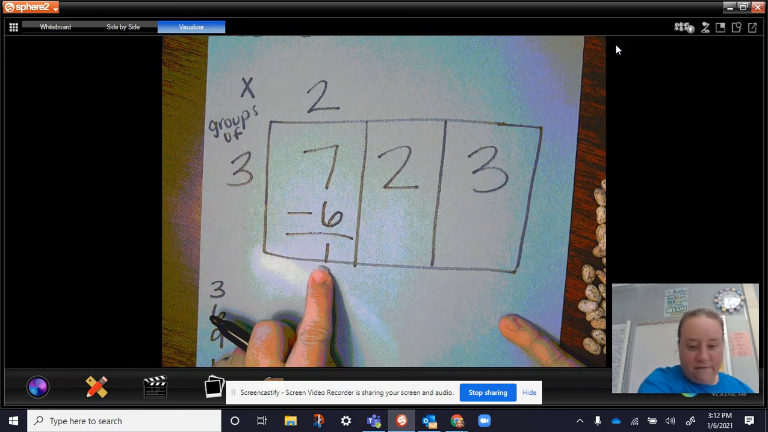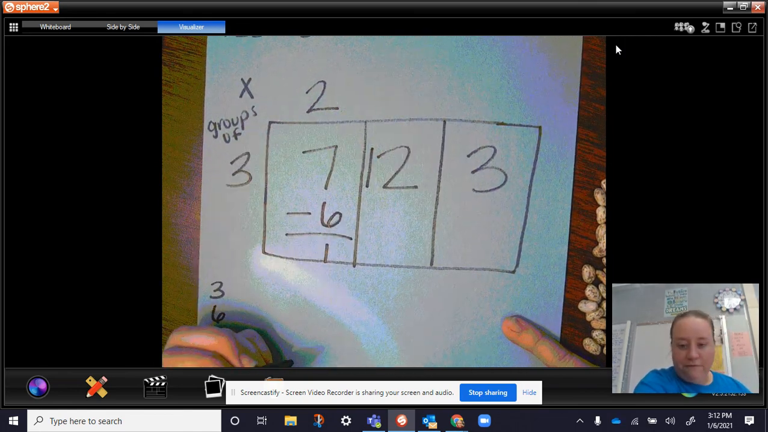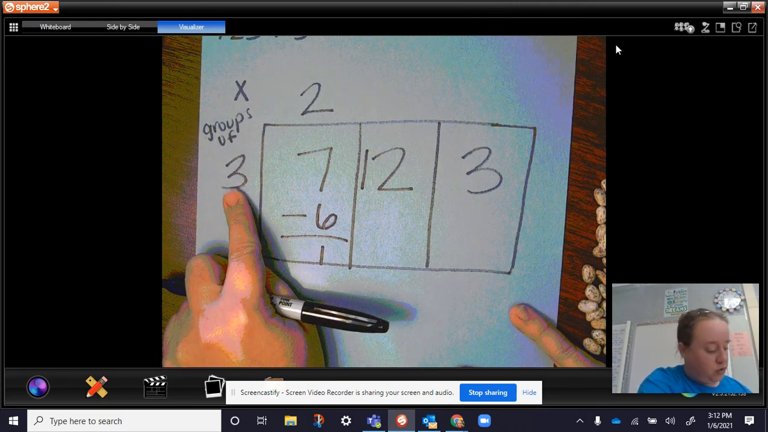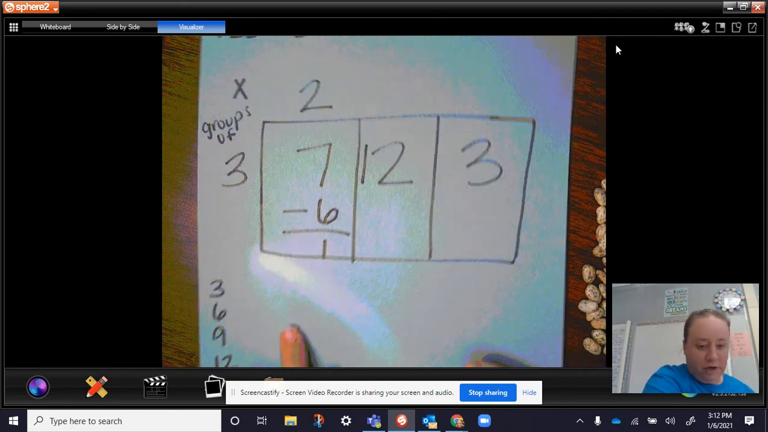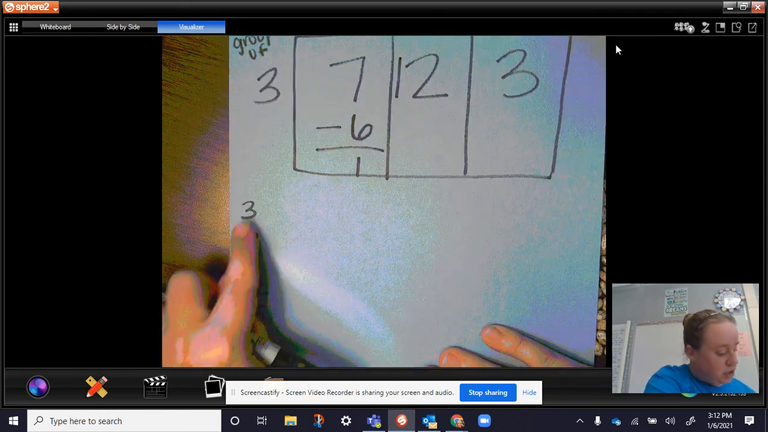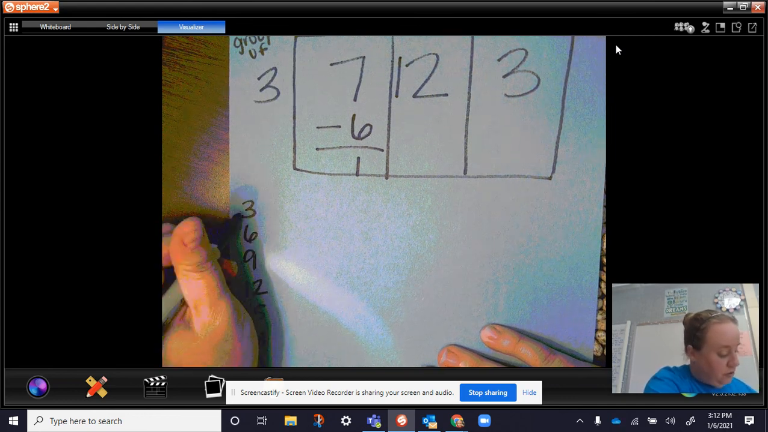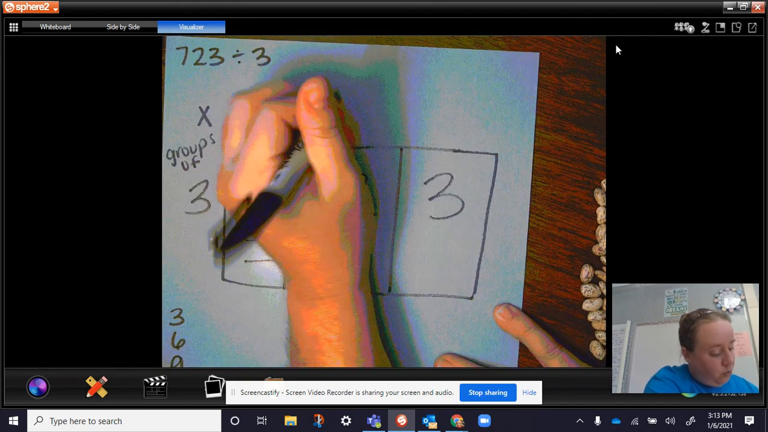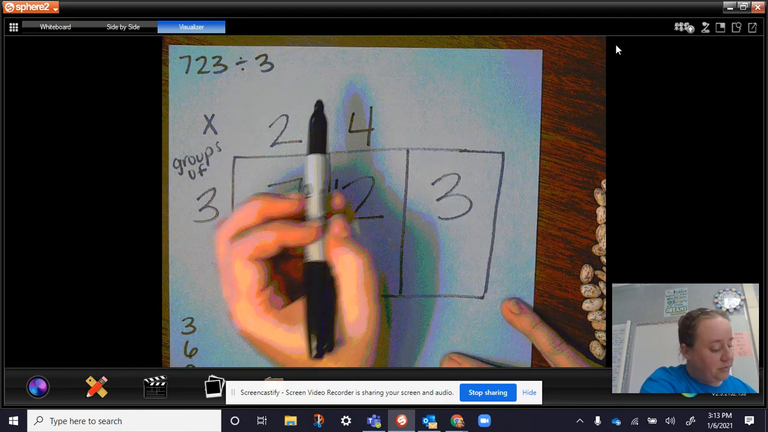The 1 that I have left over, I'm going to regroup it, and now this is going to become a 12. And I'm going to ask myself again, if I've got 12, how many groups of 3 can I make? So I'm going to go back to my groups, and I'm trying to get to 12. And 12 is on my list, so that's 1 group, 2 groups, 3 groups, 4. So there are 4 groups that I can make. That goes on top.